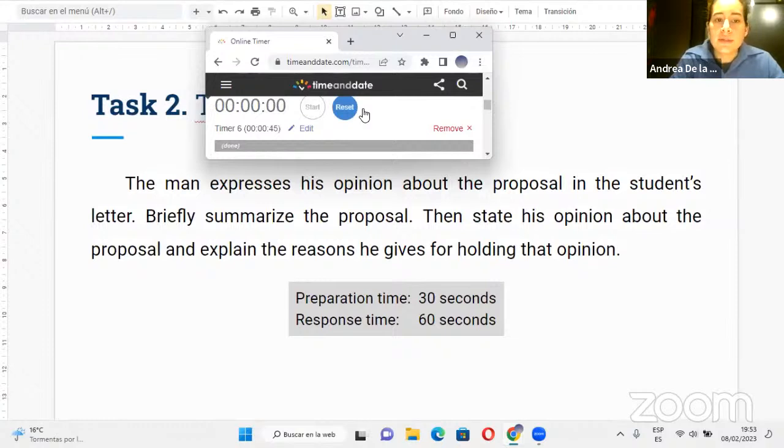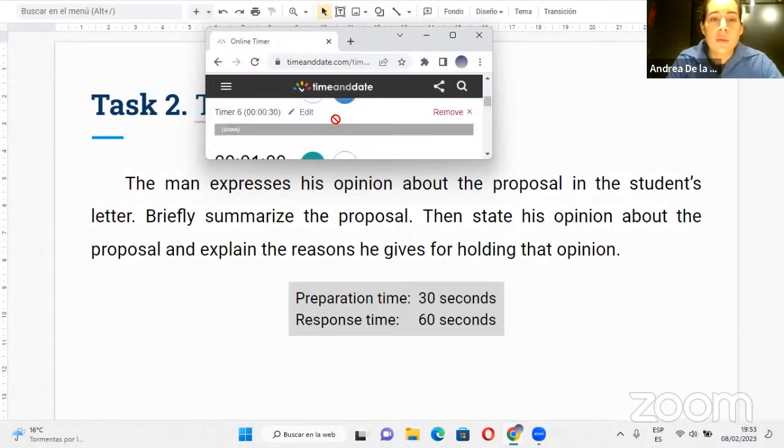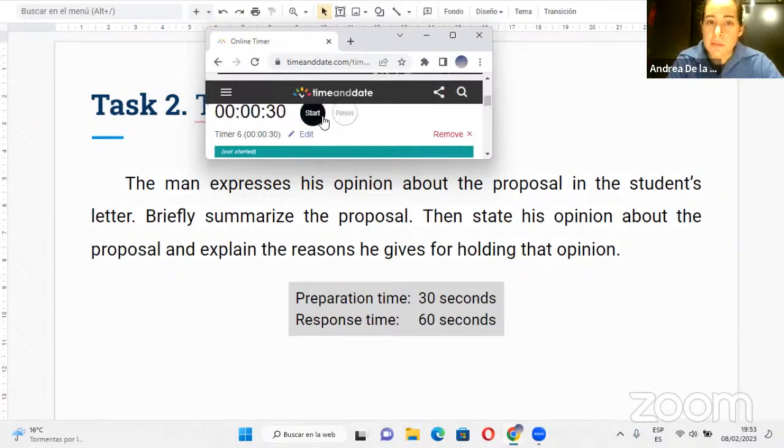The man expresses his opinion about the proposal in the article. Briefly summarize the proposal, then state his opinion about the proposal and explain the reasons he gives for holding that opinion. You will have 30 seconds now to prepare.